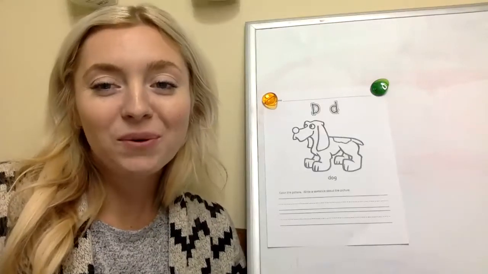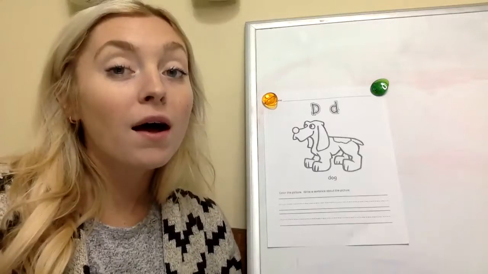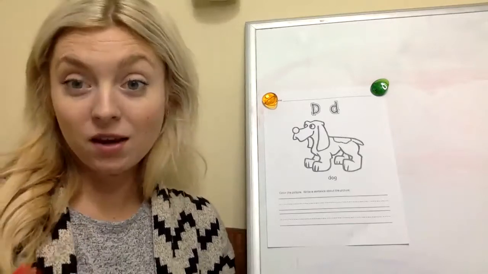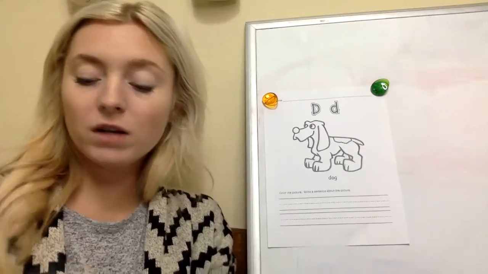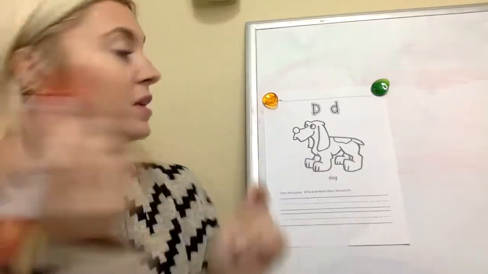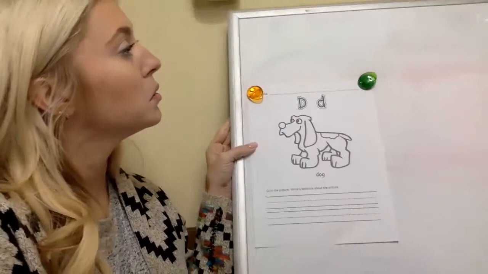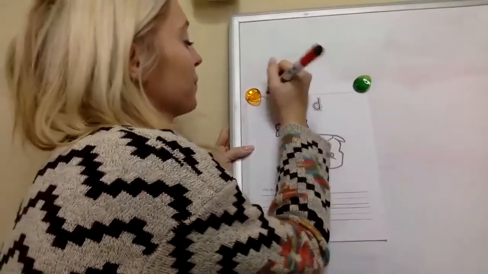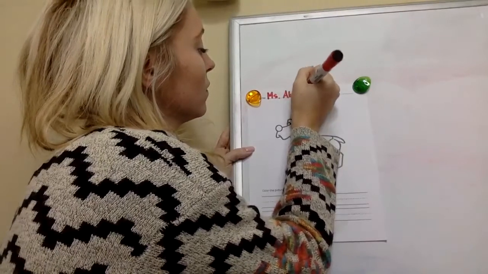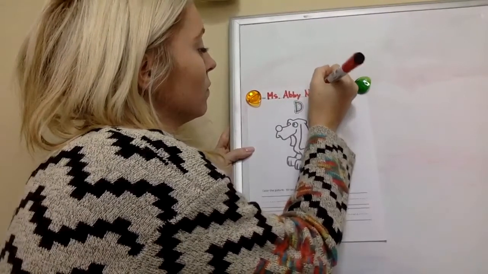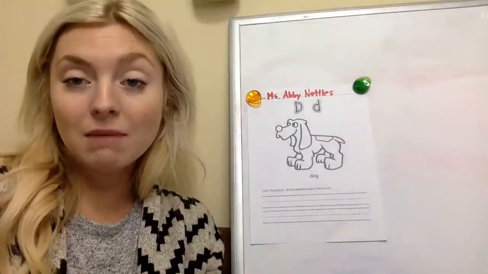All right, my friends, now we're going to do a little bit of writing together. So what we are going to do first thing, obviously, anytime we go to start writing, is we are going to write our first and our last name up at the top of this worksheet, which has a picture of a dog on it, okay? All right, I wrote my first and my last name.